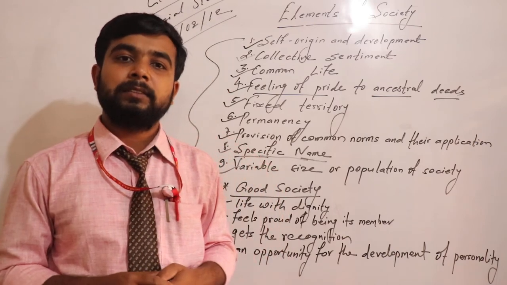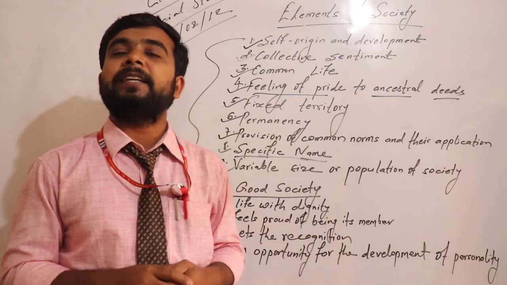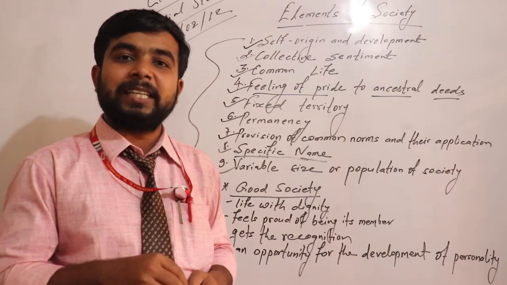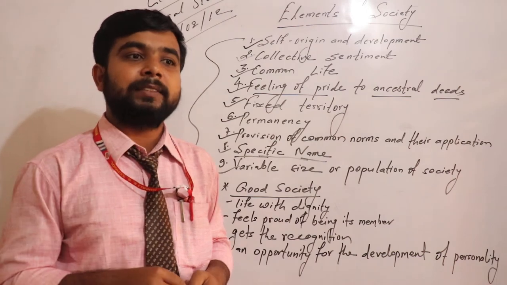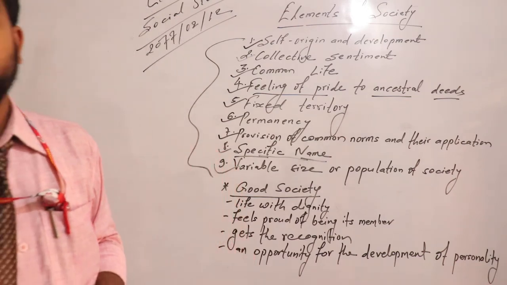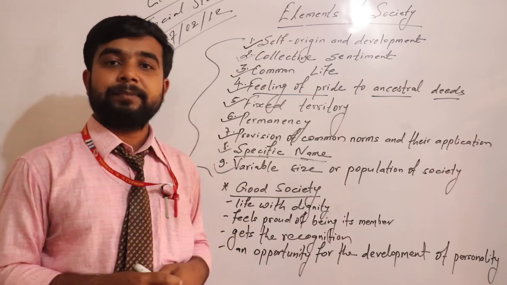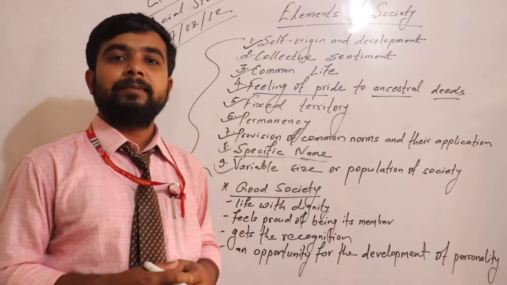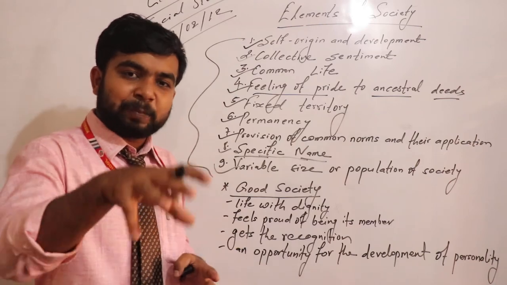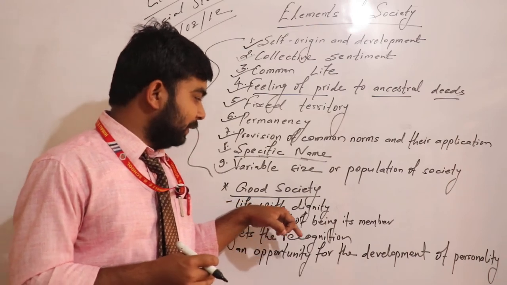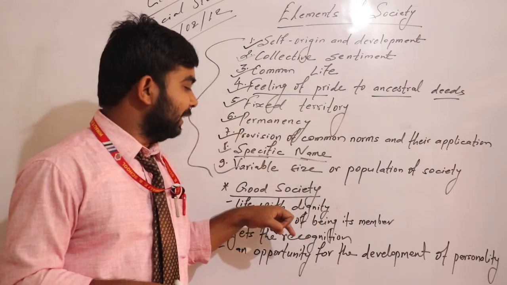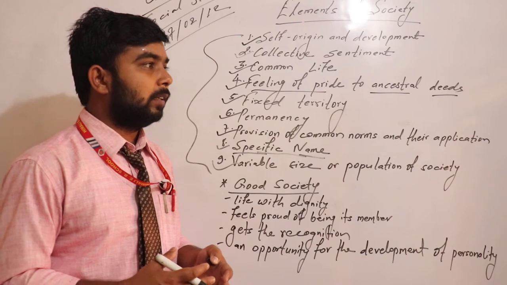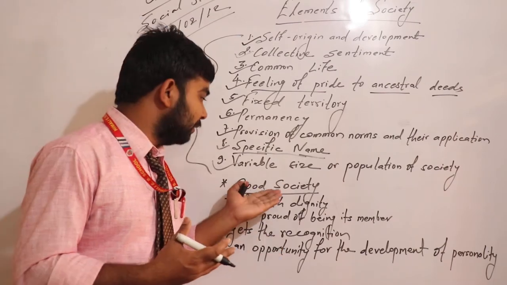Now the question is, if these are the elements of society, why do we lack a good society? How can our society be good? And what is a good society? Good society means life with dignity. Such a society, such a specific boundary, where the life of the members is respectful, with dignity, with value, means a good society.